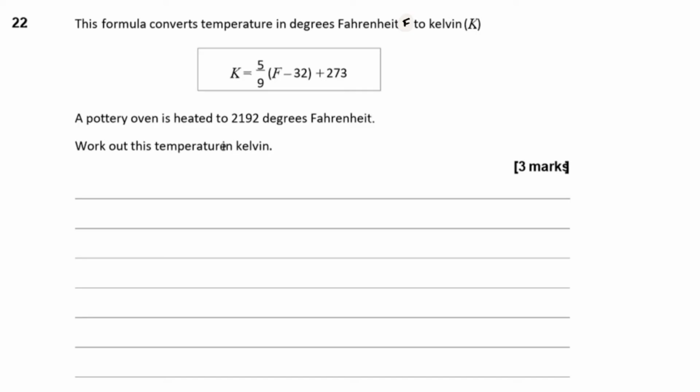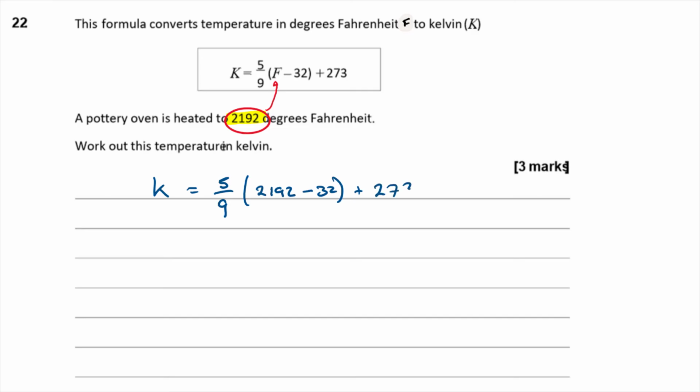So this is quite a big, horrible looking formula, but really all we're doing is substituting. We know that it's 2192 Fahrenheit, so we need to take this number and plug it into the formula at F. We're going to rewrite F as 2192 and then work out the calculation. So the Kelvin is going to be 5/9 of F, which is 2192 minus 32, plus 273.